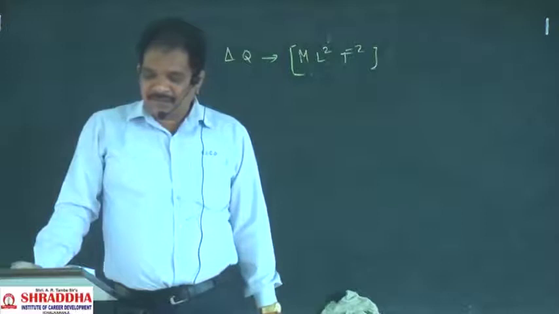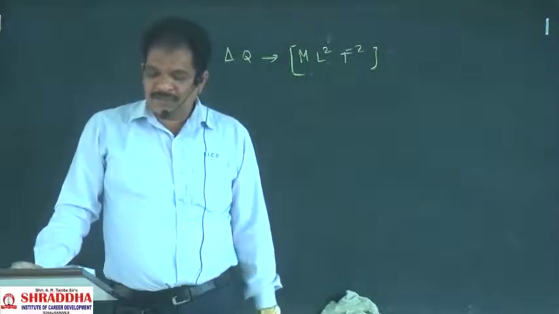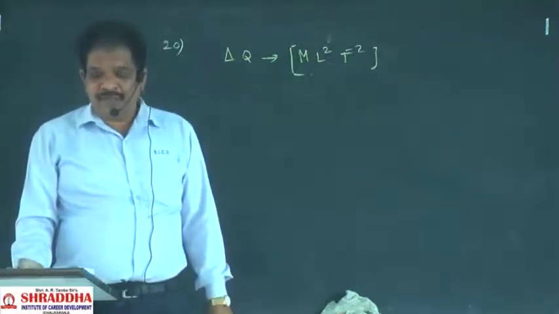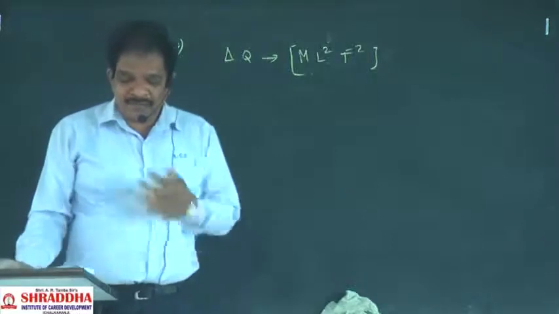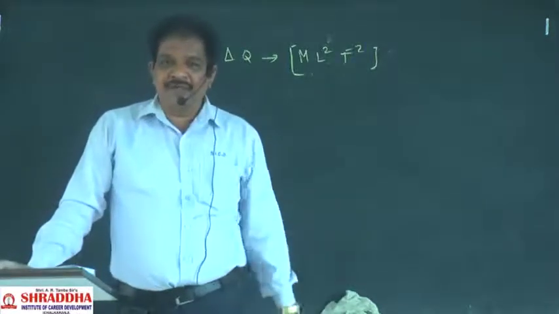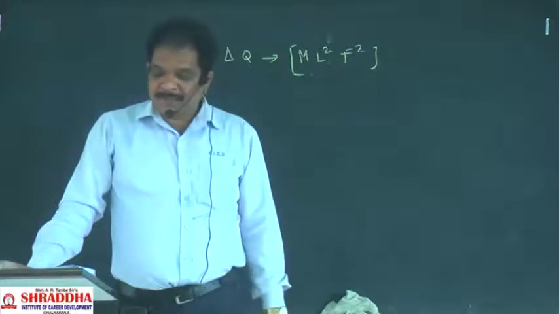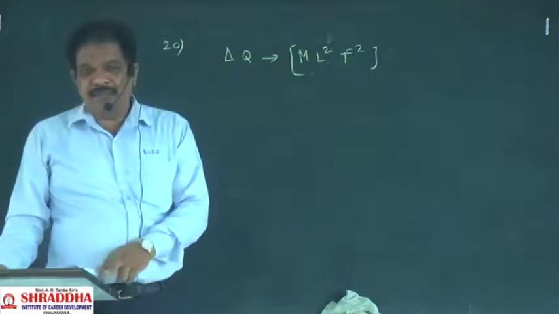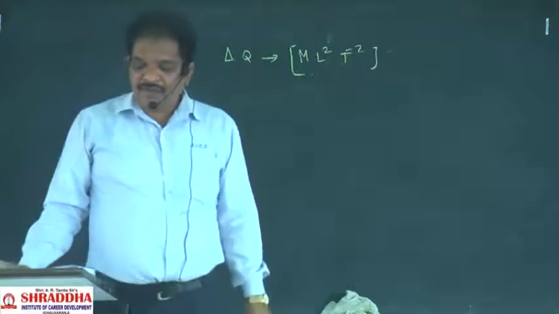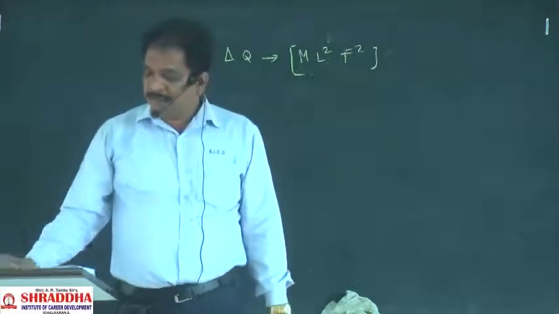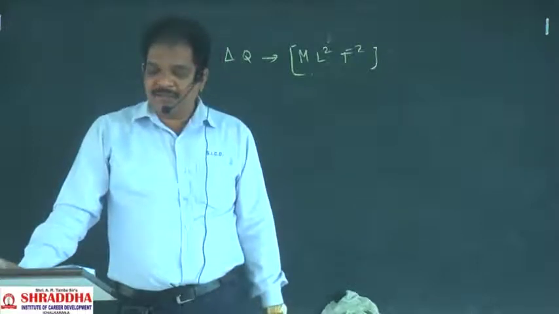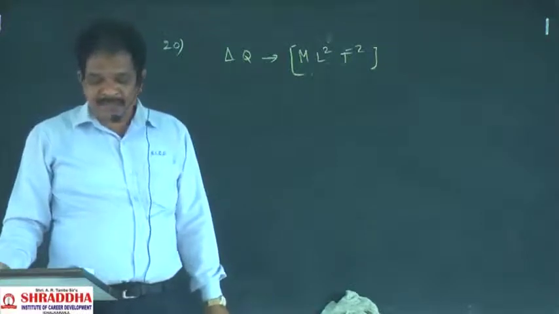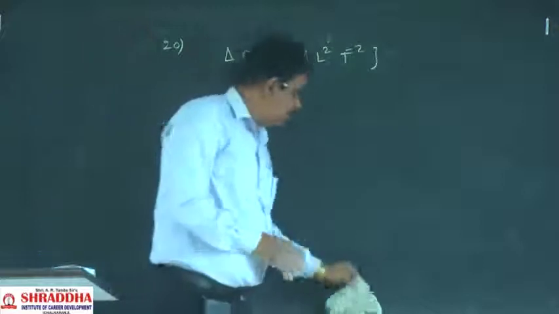Next, 21st, a small correction is there. You do that one. See the question. In an experiment, 4 quantities A, B, C and D are measured with percentage errors 1%, 2%, 3%, and 4% respectively. P is calculated as follows. P is equal to A cube B square by CD. Percentage error in P is how much?